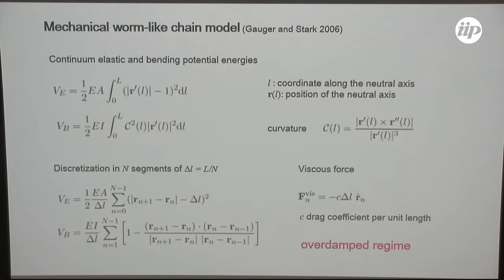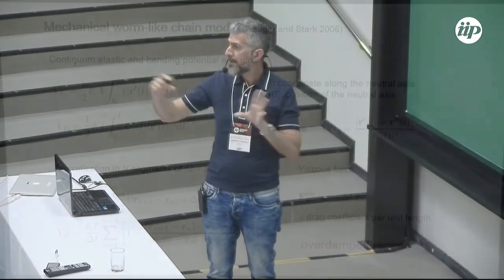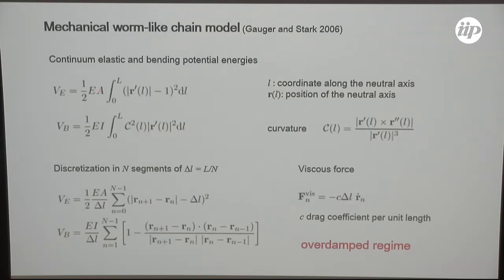This is based on the worm-like chain model. We can start from a continuous theory for the filament, considering it as a homogeneous beam, so the shape does not change along the beam. We have an elastic energy given by the strain of the microtubule along its coordinate L, where L is the coordinate along the neutral axis. And of course, we have the bending energy, which is given by the curvature of the microtubule. So it's the resistance to flexing it.